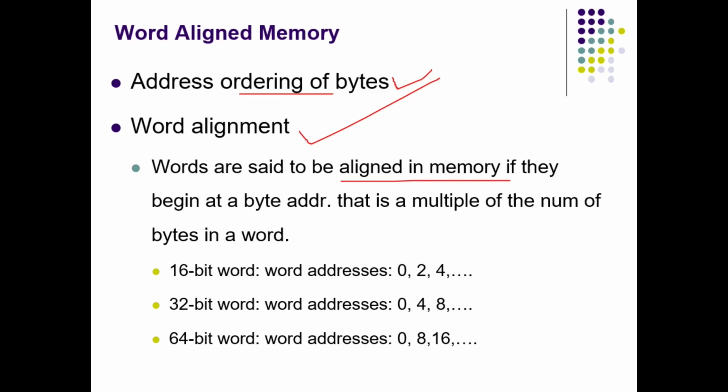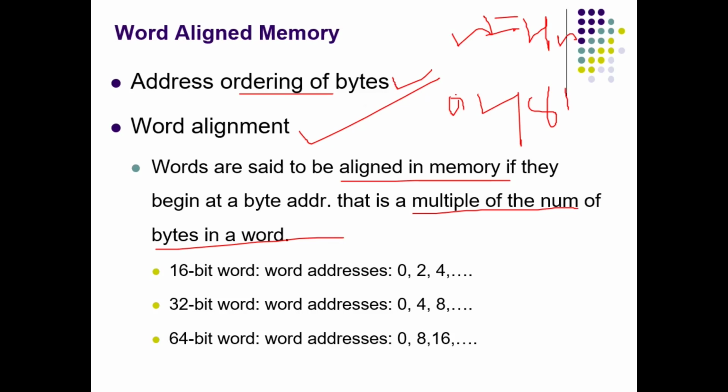So aligned memory means every word starts at an address which is nothing but a multiple of the number of bytes in the word. For example, my word size is 4 bytes. So my word addresses, that is, the address of the starting byte, must be 0, 4, 8, 12, 16, and so on. The number of bytes in a word is 4, so its multiples 0, 4, 8, 12 must be the beginning byte address of a word.